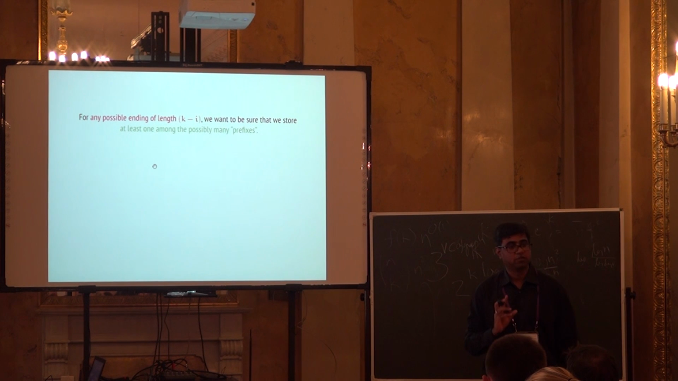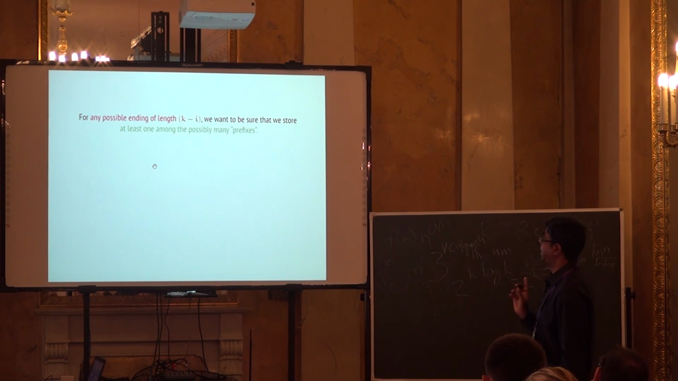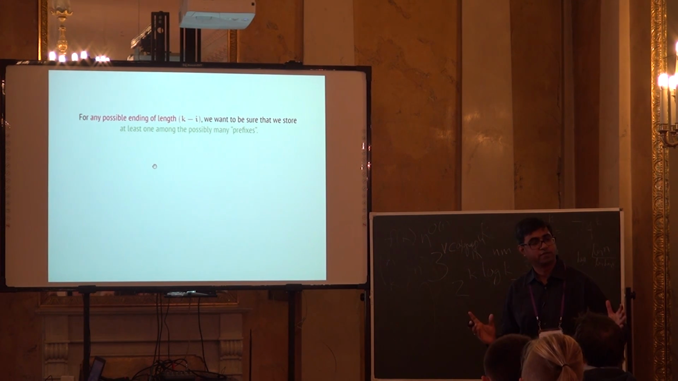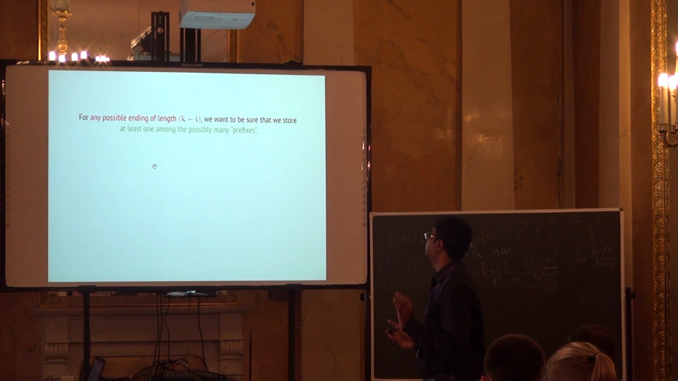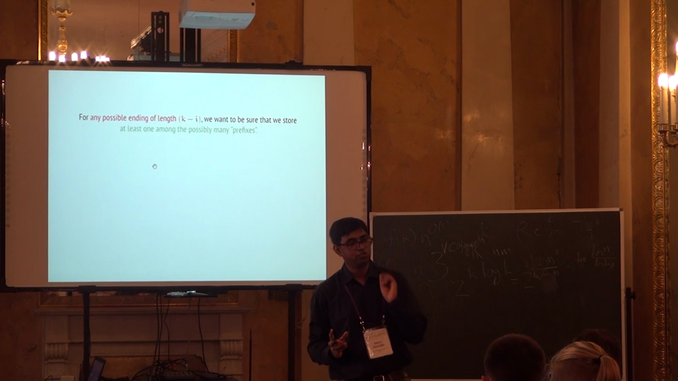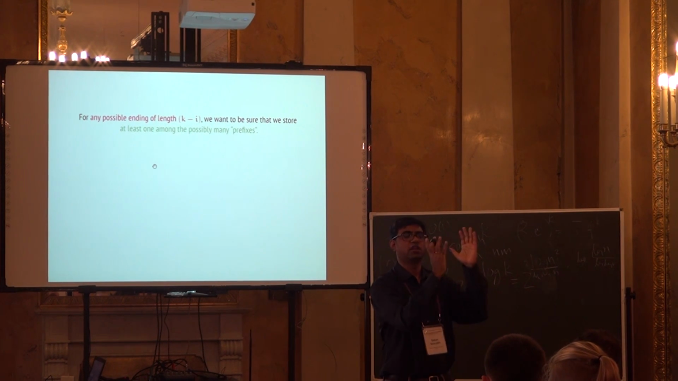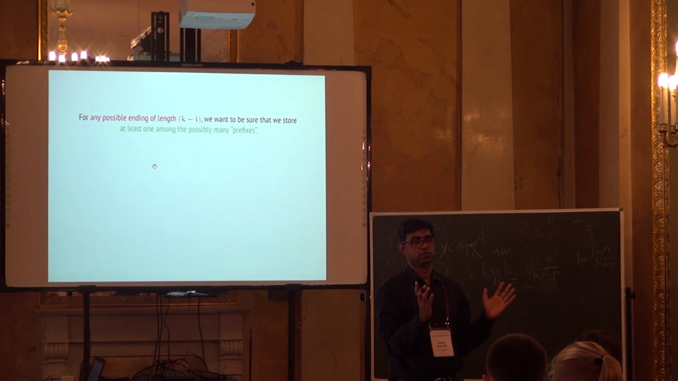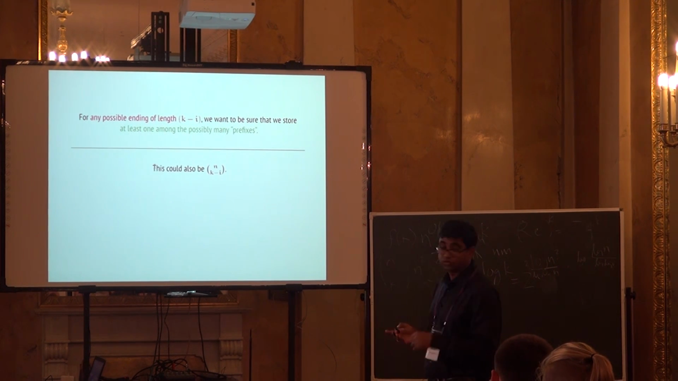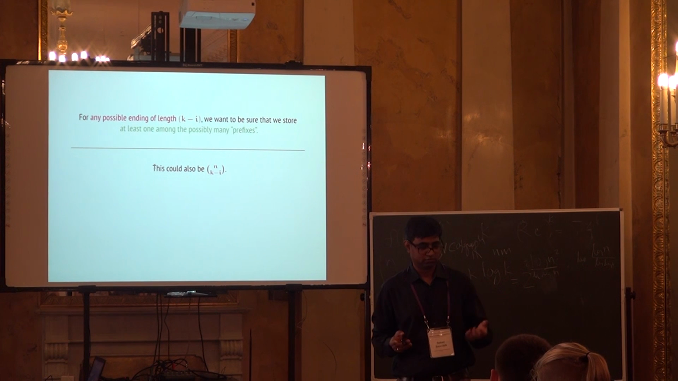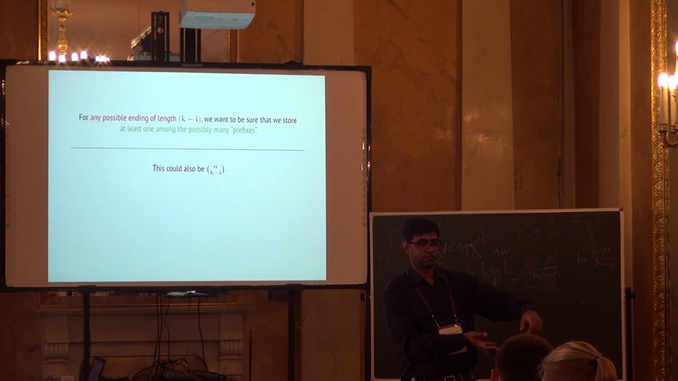For any possible ending of length k minus 1, we want to be sure that we store at least one among the many possible prefixes. That is, for any possible ending of length k minus 1, we want to be sure that in our partial solution there's at least one prefix which is stored. That is all our goal is. But this could be as bad as n choose k minus 1, because we try all last k minus 1 vertices, and for each of them I store one thing.